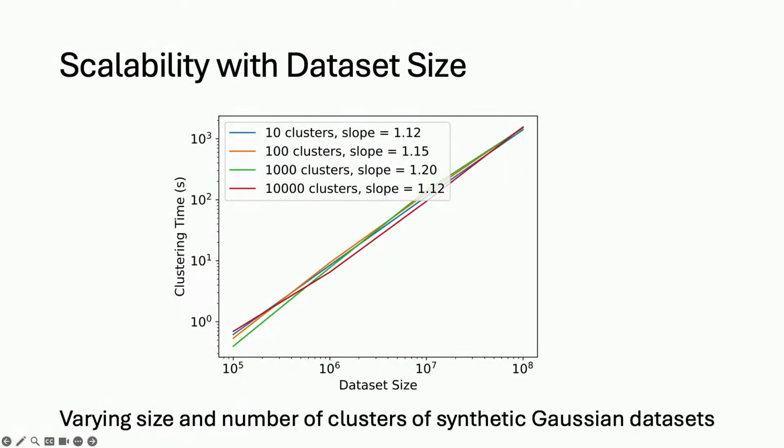Here we looked at the slope of the best fit line through these points, and we found that the slope was pretty reasonable, between 1.1 and 1.2. So empirically, for this data set, it scales as a function of n to the 1.2, which is much better than theory. In theory, the worst case performance is cubic due to the nearest neighbor graph construction time.